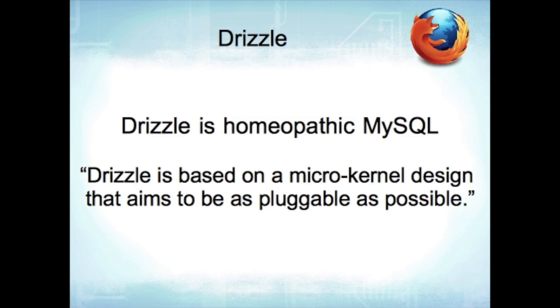From the Drizzle website at drizzle.org, Drizzle is based on a microkernel design that aims to be as pluggable as possible. So what Drizzle did is they took MySQL, I think it was 5.1 at the time, they stripped it down and said, we're going to take everything that is not completely necessary for querying out, including things like logging and authentication, right? So you download Drizzle, and if you want authentication, and when I say that, I mean if you don't just want everyone to be able to log into the database, because that's how it works by default, you have to download a plugin.